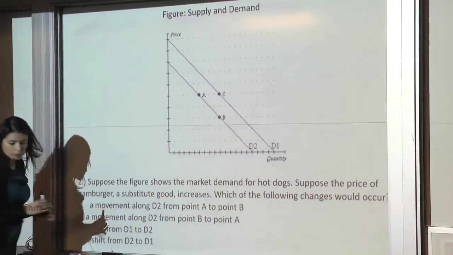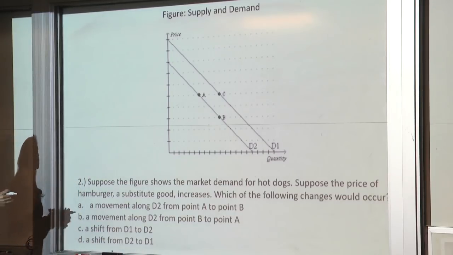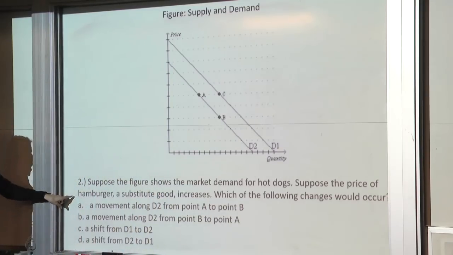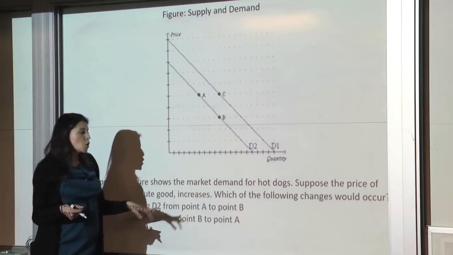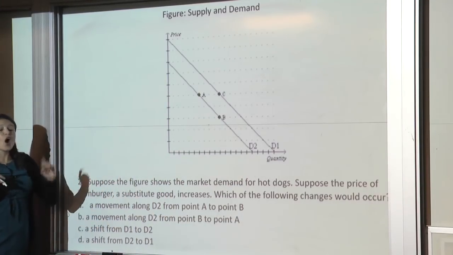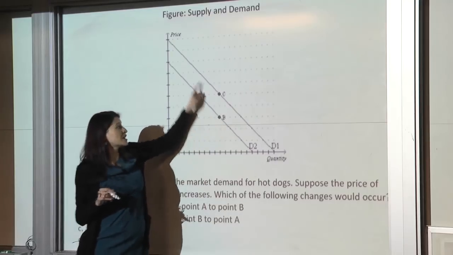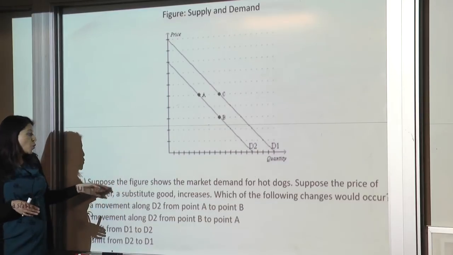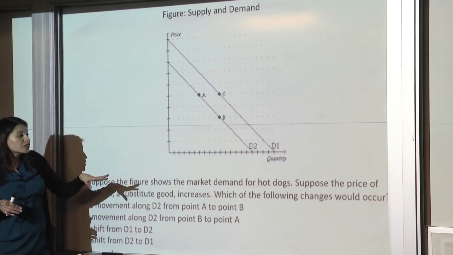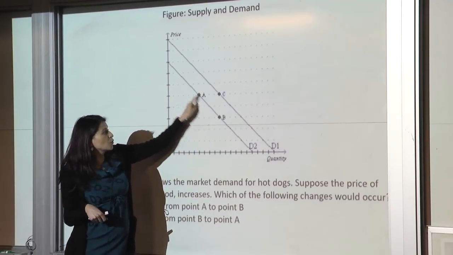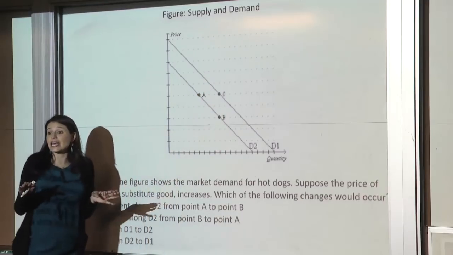Now, suppose this figure shows the market demand for hot dogs. Suppose the price of hamburger, which is a substitute good for a hot dog, increases. Which of the following changes will occur? Okay, first of all, we only observe movements along the demand curve when the price of the good changes, okay? So we are talking about the market for hot dogs. So if they were telling me something about the price of hot dogs, we would see a move here or a move here. But that's not the case, okay?